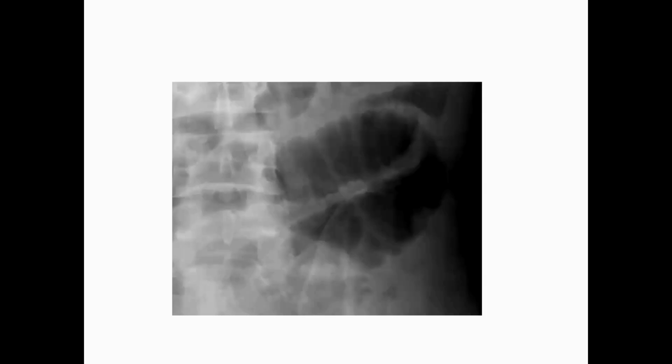Have you heard about localized obstruction, or what we call sentinel loop? A sentinel loop is a localized loop of small bowel that is dilated just in case of an inflammatory condition like appendicitis, diverticulitis, or pancreatitis. So only localized dilatation of the bowel, whether it is large or small bowel, is what we call a sentinel loop.